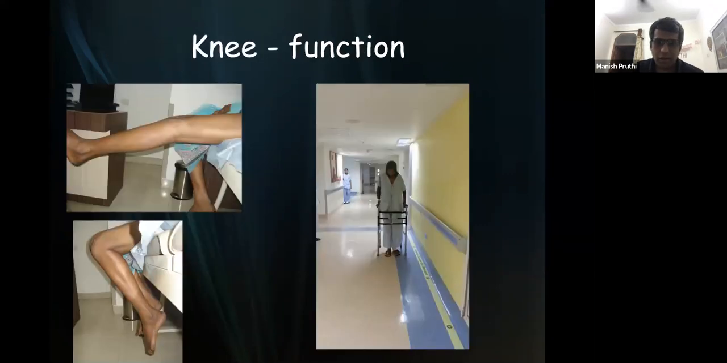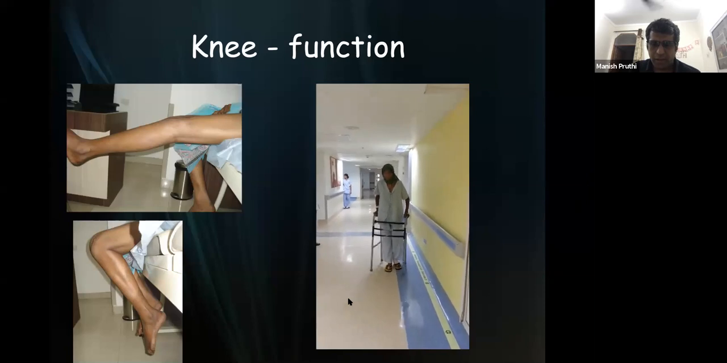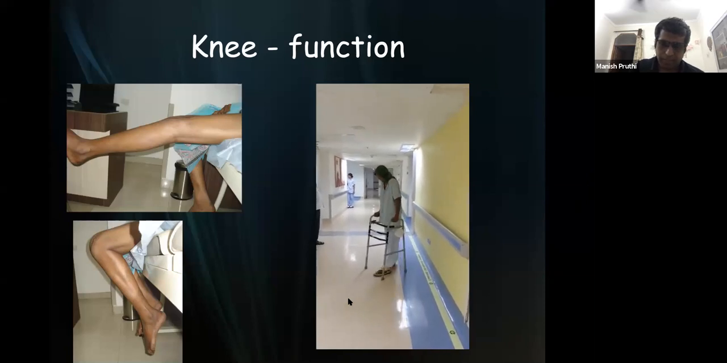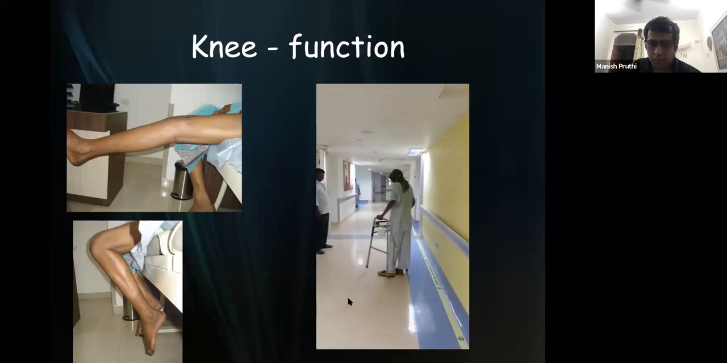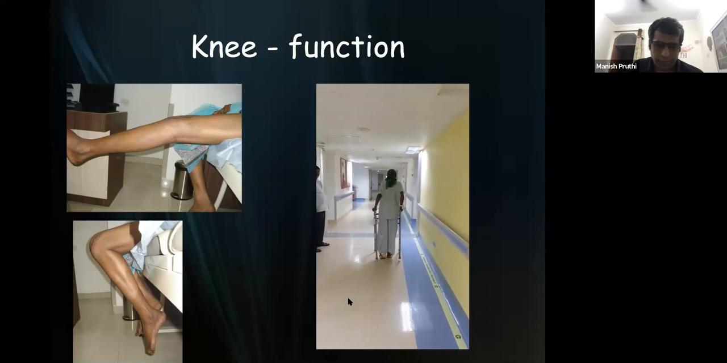So this is a patient of a distal femur resection. You can see the final function. Patient gets a good knee range of movement, and you can see that the patient starts walking immediately from day 2. You can see the drain is still there, and the patient puts full weight and starts walking. Initially, they use a walker, and then they can be shifted to a stick as per their comfort.